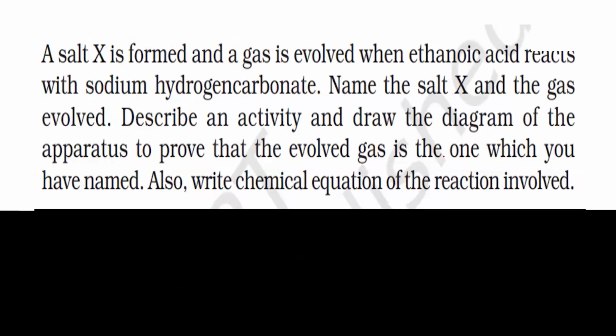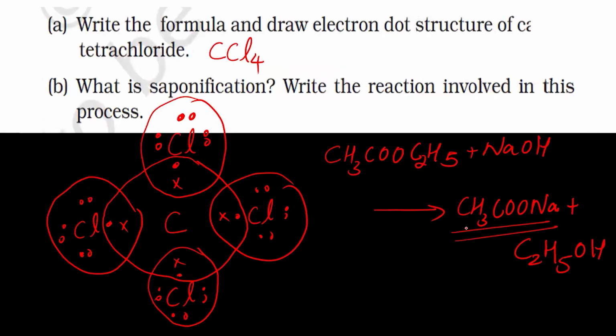Next, a salt X is formed and a gas is evolved when ethanoic acid reacts with sodium hydrogen carbonate. Name the salt X and the gas. Describe an activity and draw the diagram of the apparatus. So these are the main important questions we discussed.